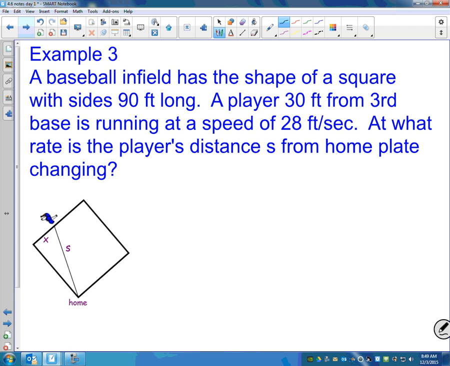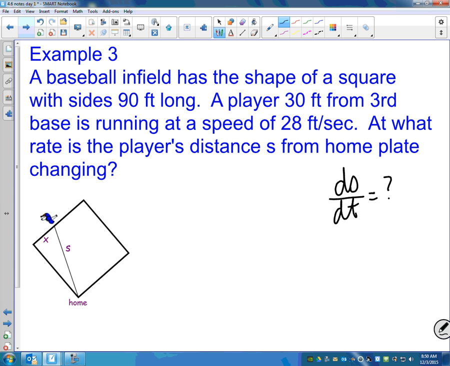Okay. A player 30 feet from third base is running at a speed of 28 feet per second. At what rate is the player's distance S from home plate changing? So we are looking for the rate of S. Do you agree with that? So our unknown value that we're not going to find until the end is ds over dt. You can talk about the other things they give us, but remember, you don't want to plug those in yet. But we know that the player is running at a speed of 28 feet per second.